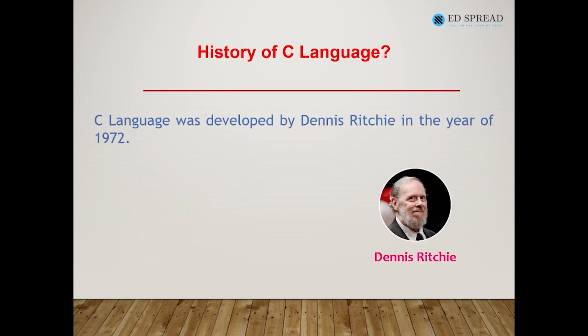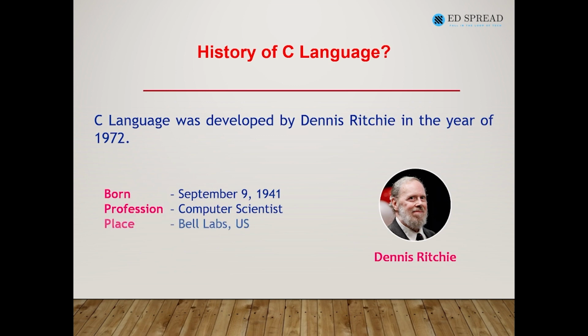Okay, so the history of C language. The C language was developed by Dennis Ritchie in the year 1972. The first computer was started in 1872 itself. It took nearly 100 years for a better language to be used.